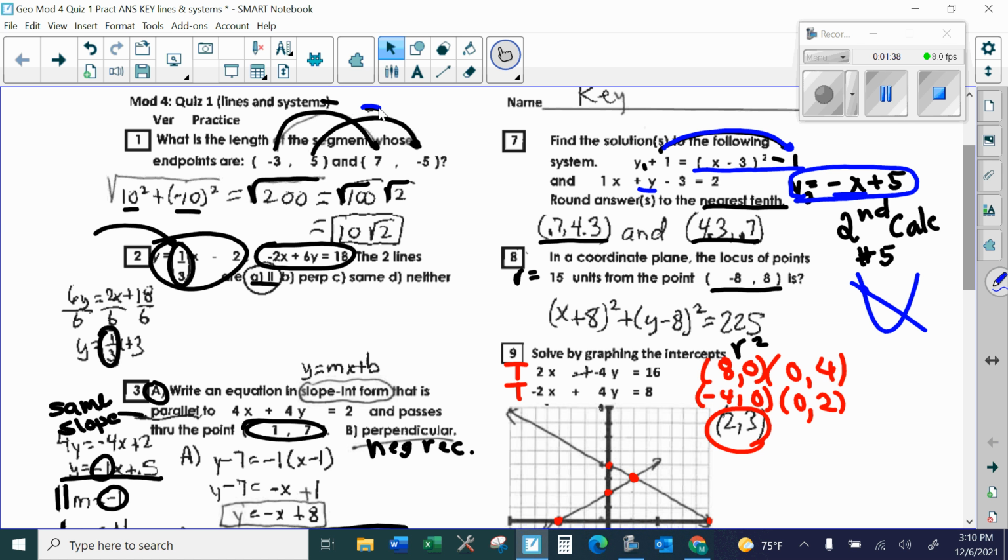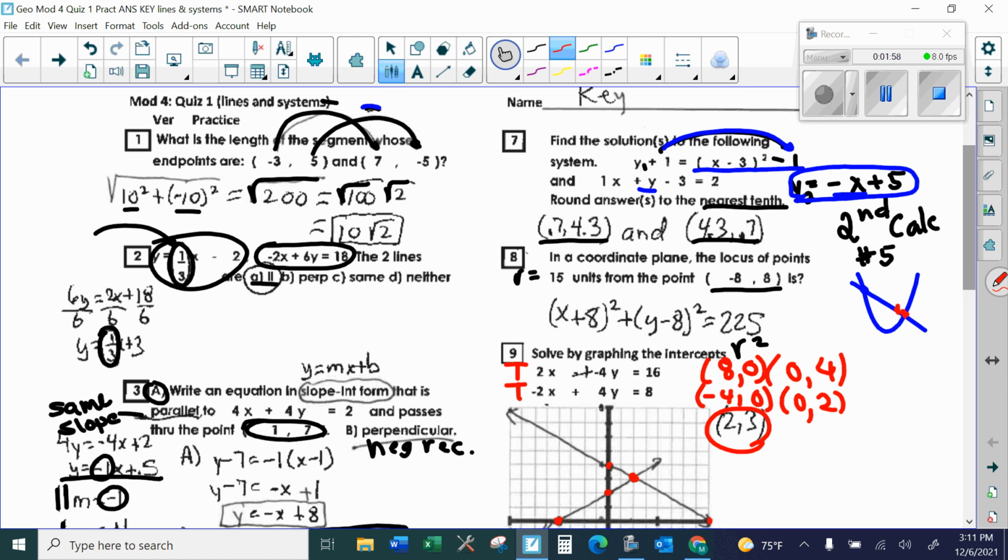Then I hit second, calc, number 5 again, and I hit enter, enter for the first two curves, and this time I hit the right arrow to move it closer to the other point of intersection. So once I get it down here somewhere, I can hit enter for the third one for the guess, and I'll jump to that answer right there, which is 4.3 comma 0.7. Those are rounded to the nearest tenth. Those are not the exact answers.